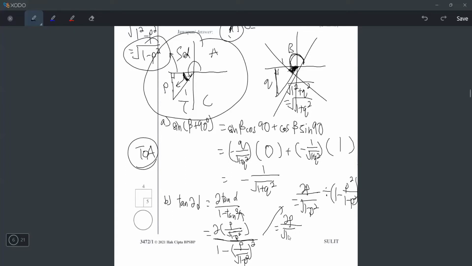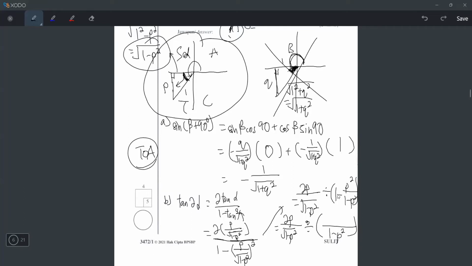2p over square root 1 minus p square. Divide, and then you will flip this thing, right? But wait, it's not a single fraction yet. The 1 is not a single fraction, so don't change to multiply first. You will still write divide, and then you make the denominators the same first. Okay, make it a single fraction.